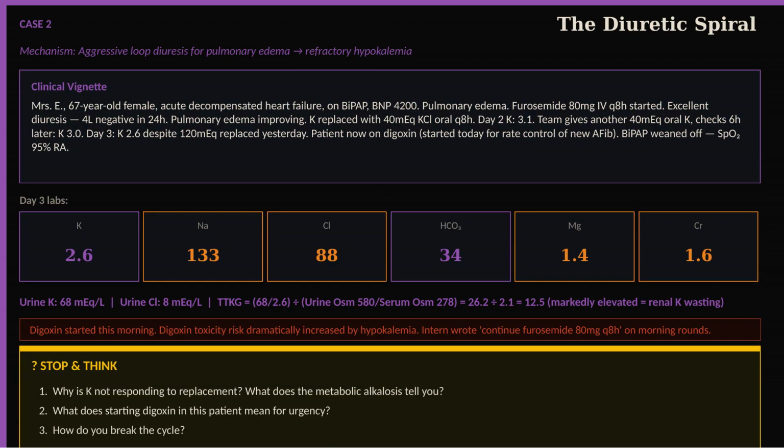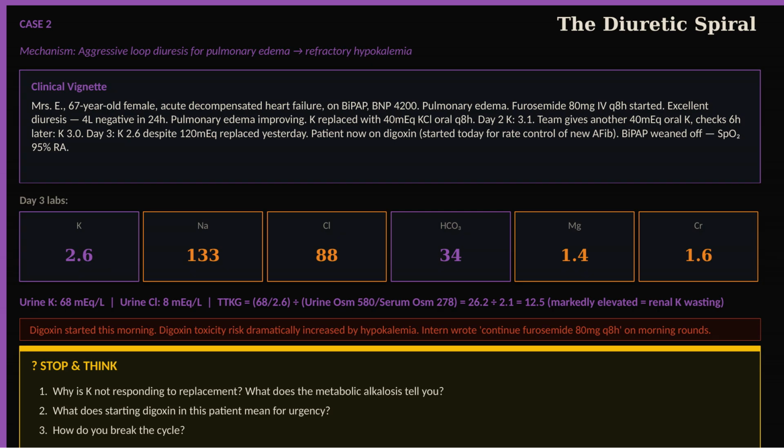Miss E, 67, acute decompensated heart failure. On BiPAP, BNP 4200, frank pulmonary edema. She started on furosemide, 80 milligrams IV every 8 hours, and the diuresis is excellent. 4 liters negative in a day, lungs improving. Her potassium gets replaced with 40 milliequivalents of oral potassium 3 times a day. Day 2, potassium 3.1. They give more. 6 hours later, 3.0. Day 3, despite 120 milliequivalents replaced the day before, potassium is 2.6 and falling.